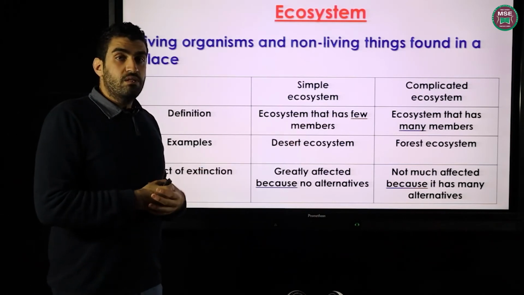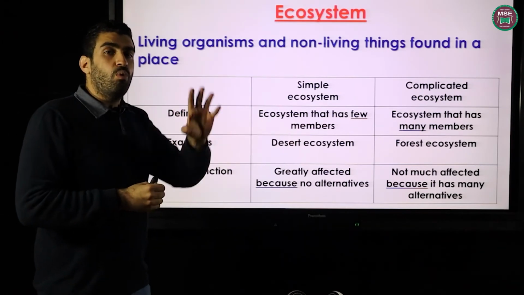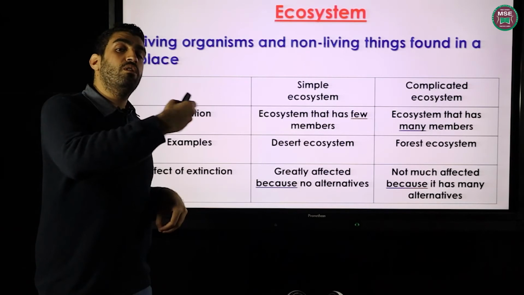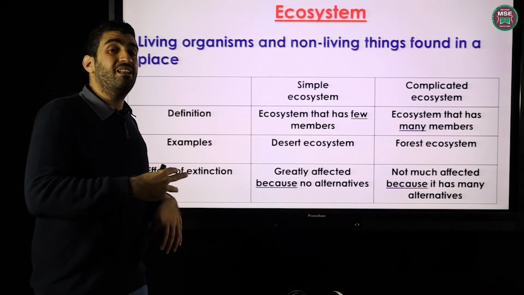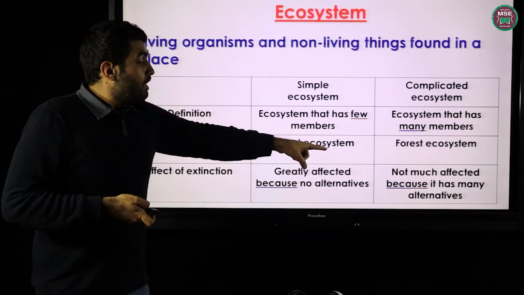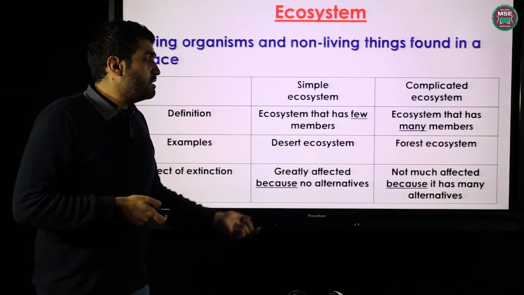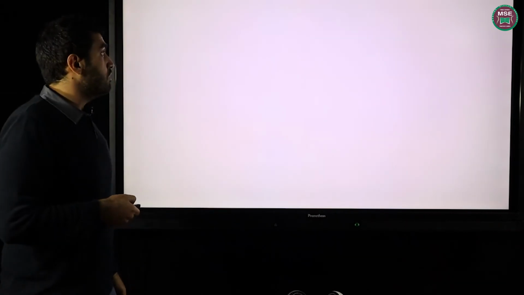In a complicated ecosystem, I have many types. So when one type disappears, another one can replace it, can take its place. It is not much affected by extinction of one species because it has many alternatives, okay.